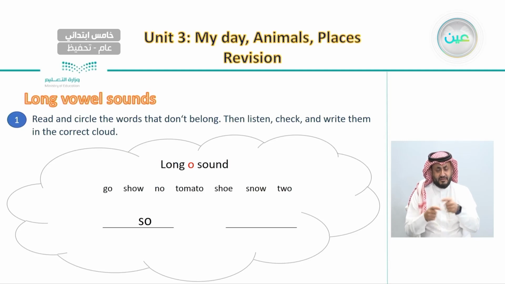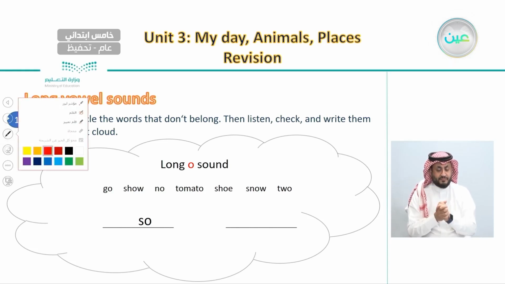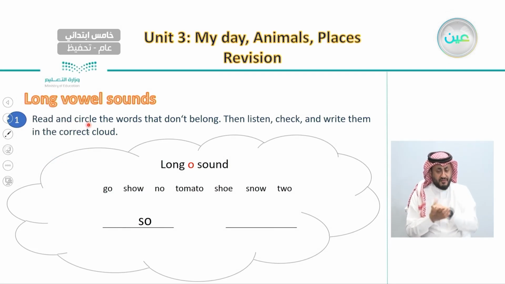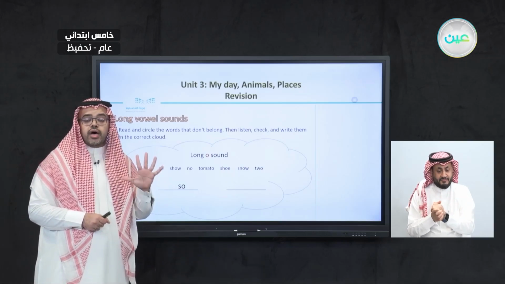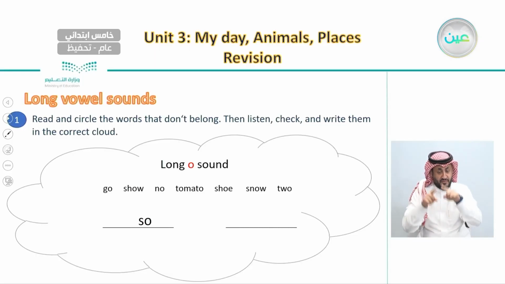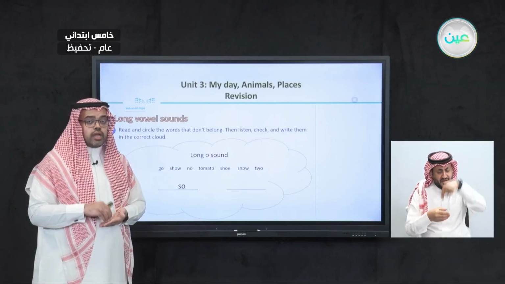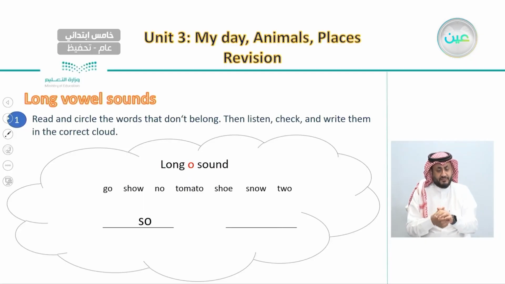Quick revision of our last lesson. In our last lesson, we had this interesting exercise about the long vowel sounds. And we said that in this exercise, we need to read and circle the words that do not belong. So in that lesson, we had 5 different clouds, and inside these clouds, we have 5 different sounds.